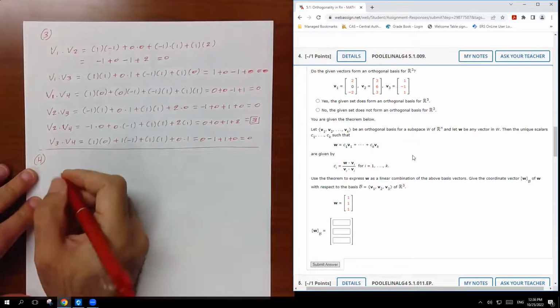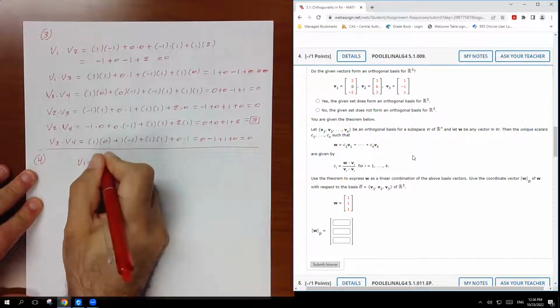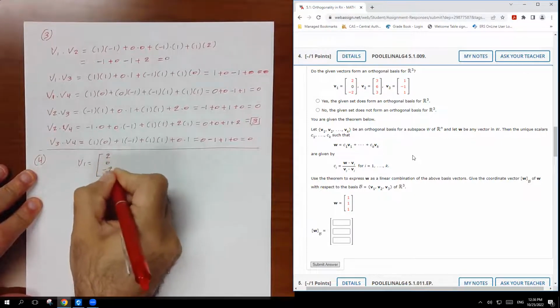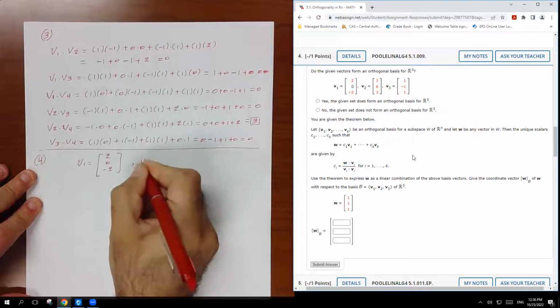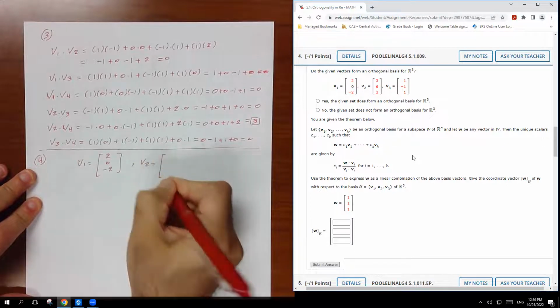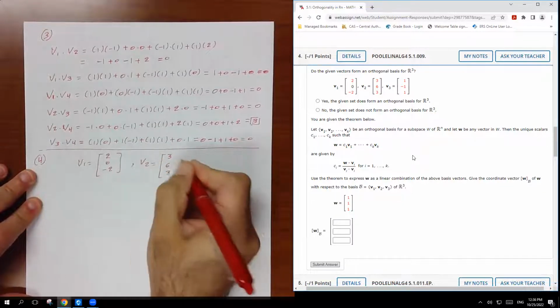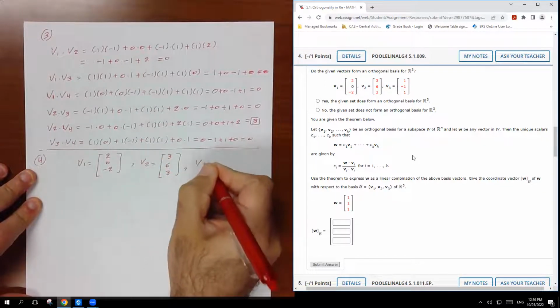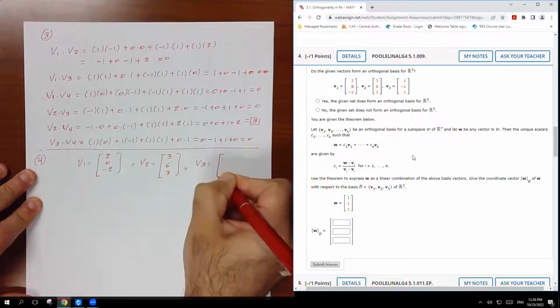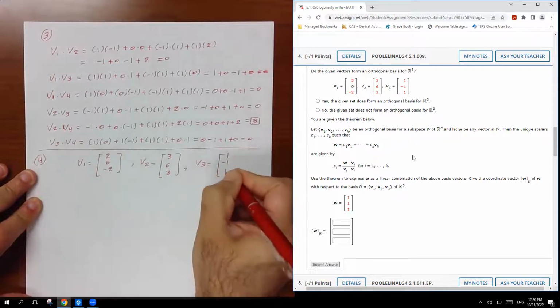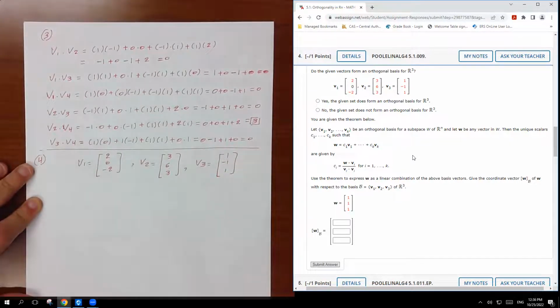First of all, I'm going to write down the vectors. V1 equals 2, 0, and -2. And V2 equals 3, 6, 3. And V3 equals 1, -1, and 1. We already have the W, which is equal to the vector 1, 1, 1. We're going to find the scalars, C1.